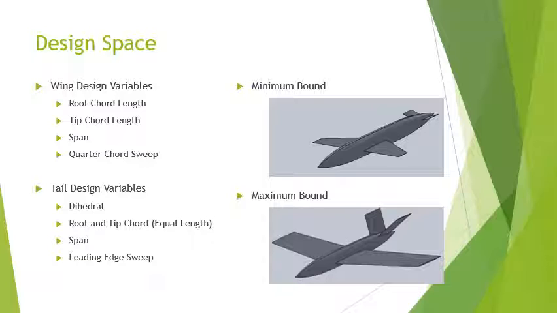I chose to have 8 design variables, 4 used to define the wing and 4 used to define the V-tail. These two renderings show the minimum and maximum bounds allowed on each variable and are tabulated on the previous chart. The models of the initial generation would all fall somewhere in the spectrum between these two renderings, and future generations would all move towards an optimum solution within these two bounds.